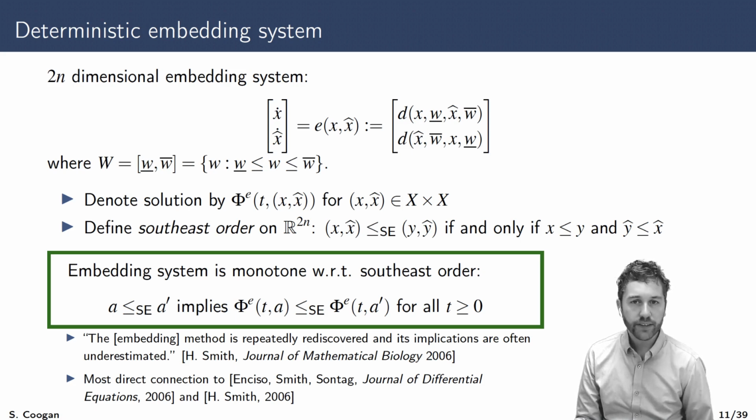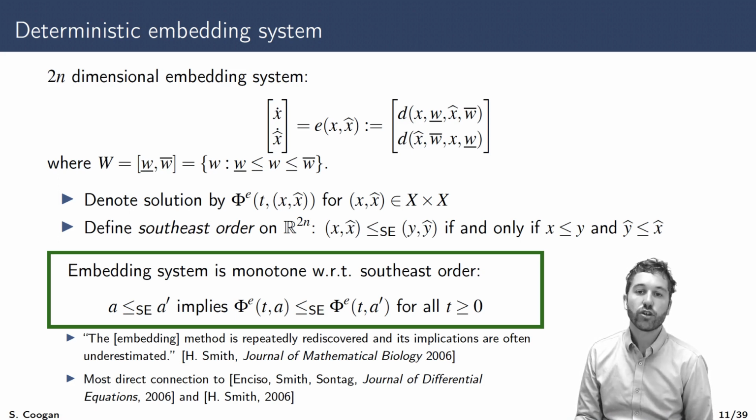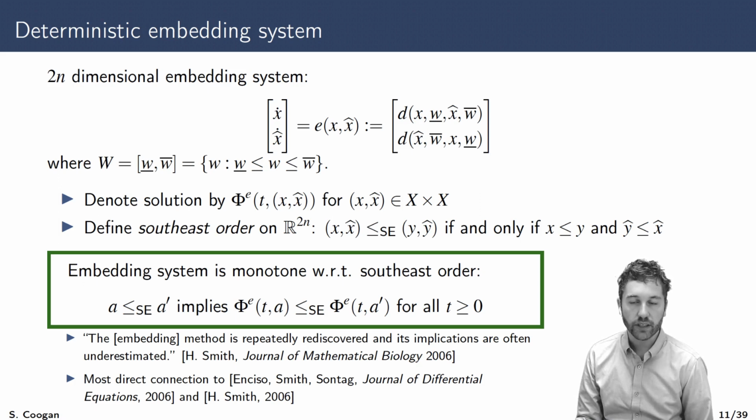I want to pause briefly to highlight some historical context here. The particular form of the embedding function on this slide is closely related to a similar construction given in a 2006 paper by Enciso, Smith, and Sontag, referenced here on this slide. This basic approach also extends naturally to the discrete time formulation, although I won't cover the details of the discrete time form in this talk. In discrete time, this embedding system takes a form similar to that proposed in the 2006 paper by Hal Smith, below on this slide as well.